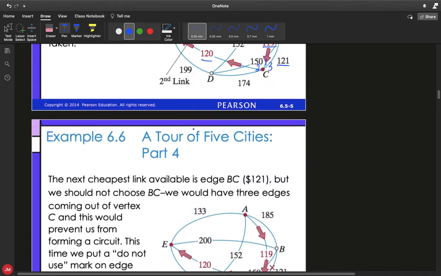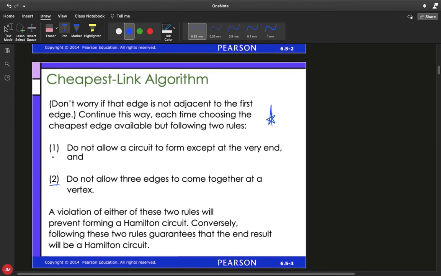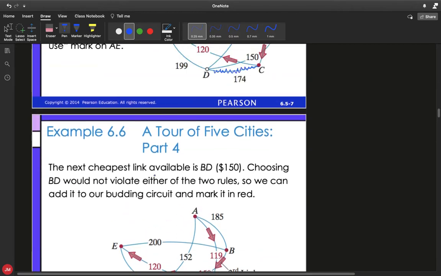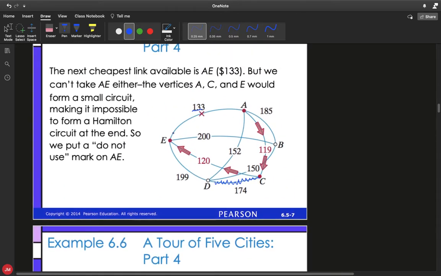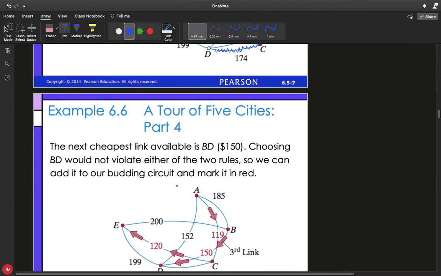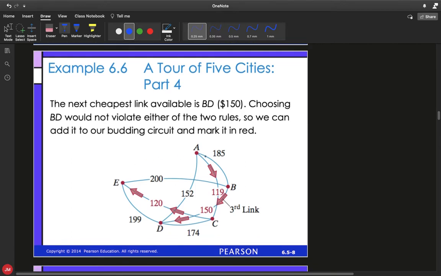That violates the first rule that we had, which is that we're only going to form a circuit at the very end. We're not going to form a circuit before that. So that means that A to E is not an option, hence the X that they put through that edge. They also, again, went ahead and erased that for us to show that that's not going to work.